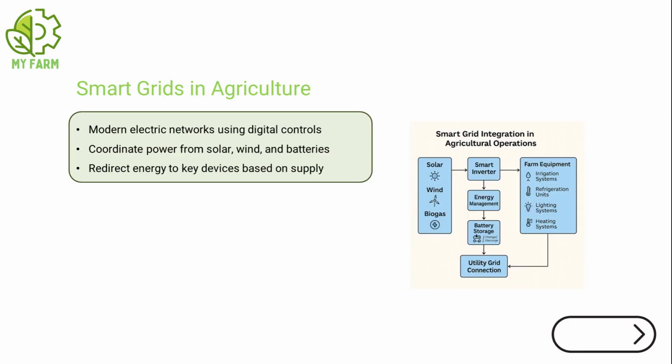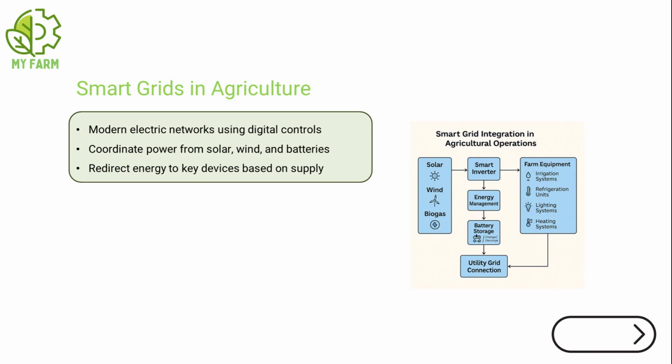Smart grids are modern electrical networks that use digital technology to monitor, control, and optimize how electricity flows between power sources and energy users. They represent the next generation of power systems, intelligent, flexible, and responsive, enabling renewable energy to be used efficiently and reliably in every part of a farm's operation.